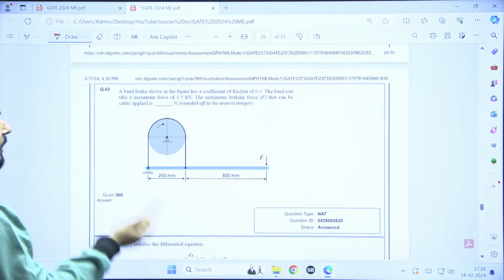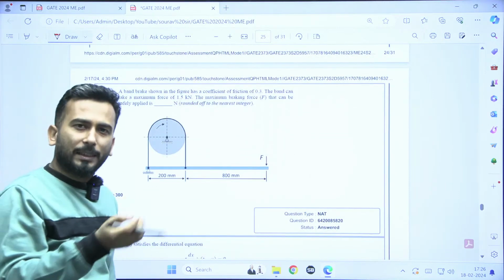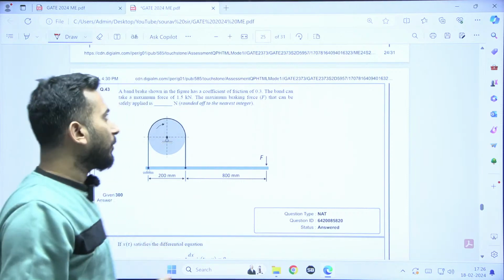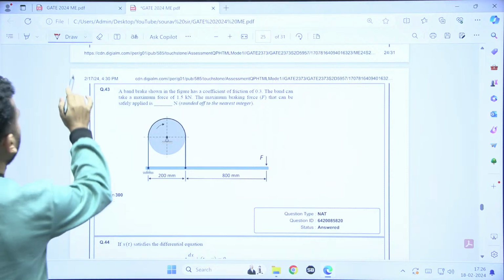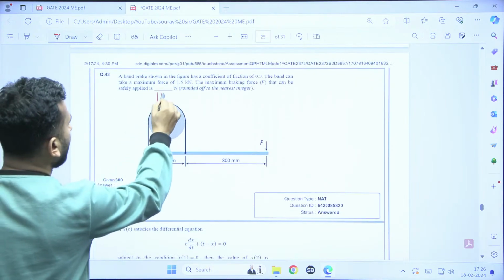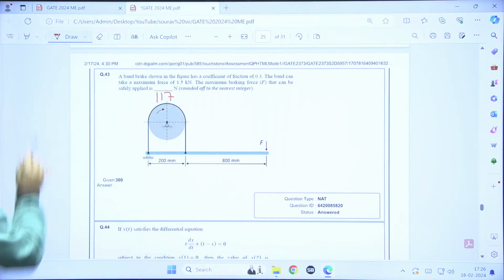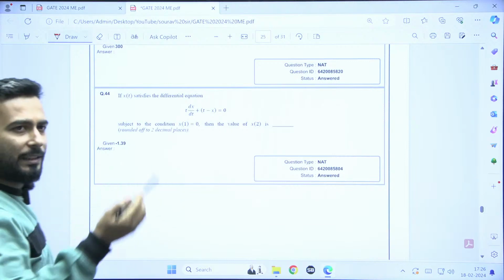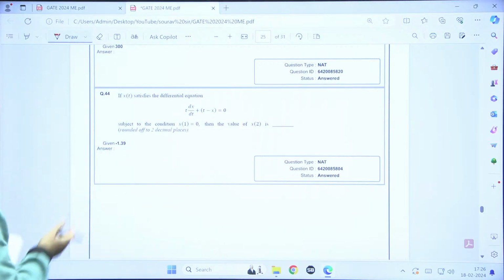Question 43, again a question from band brake. It is a very conceptual, very regular question. If you have studied the brake system, you definitely must have studied this. So the answer for 43 will be 117 Newton. Okay.